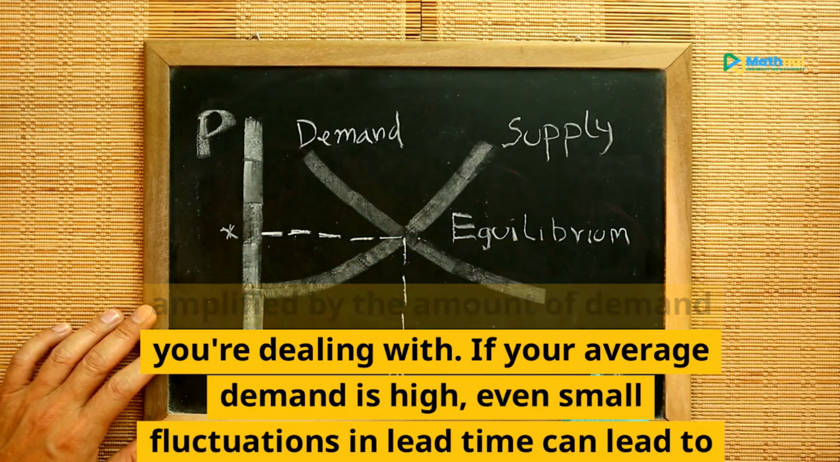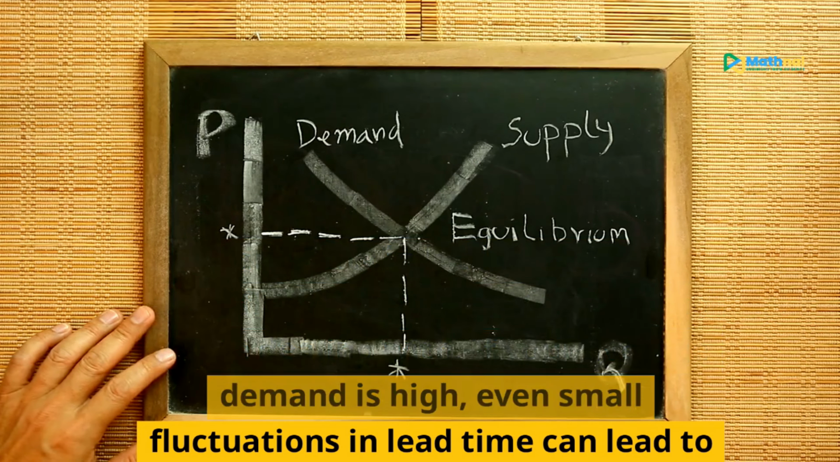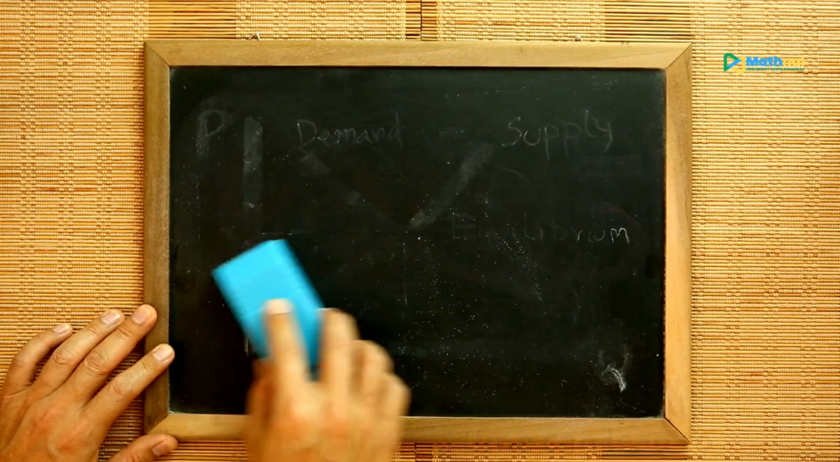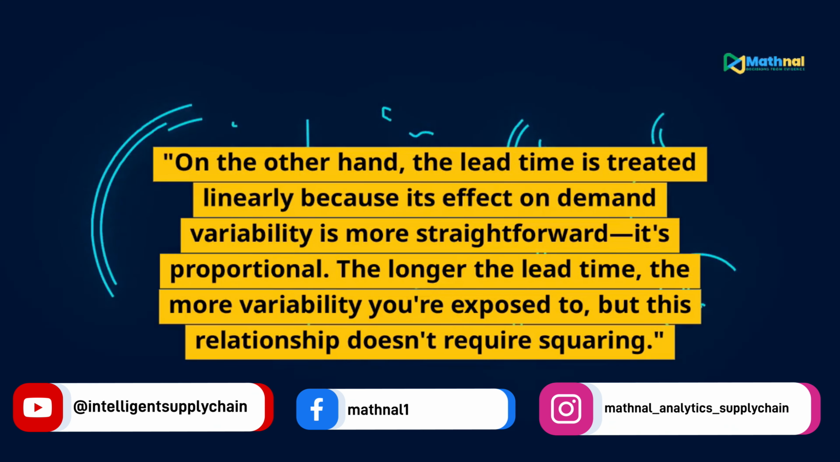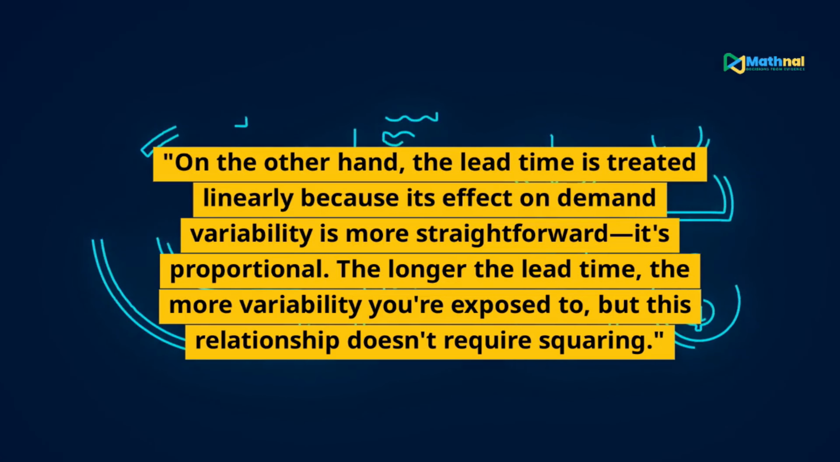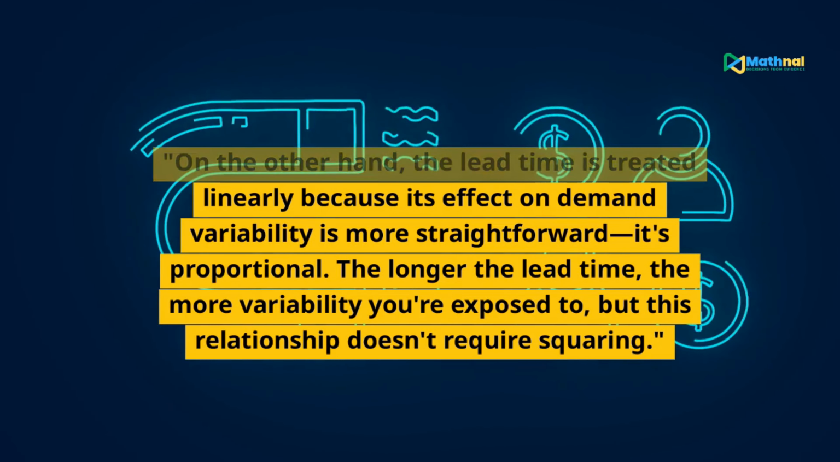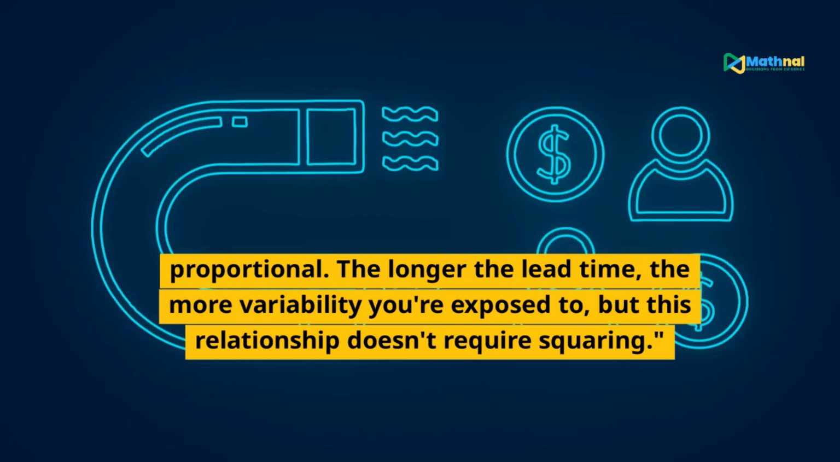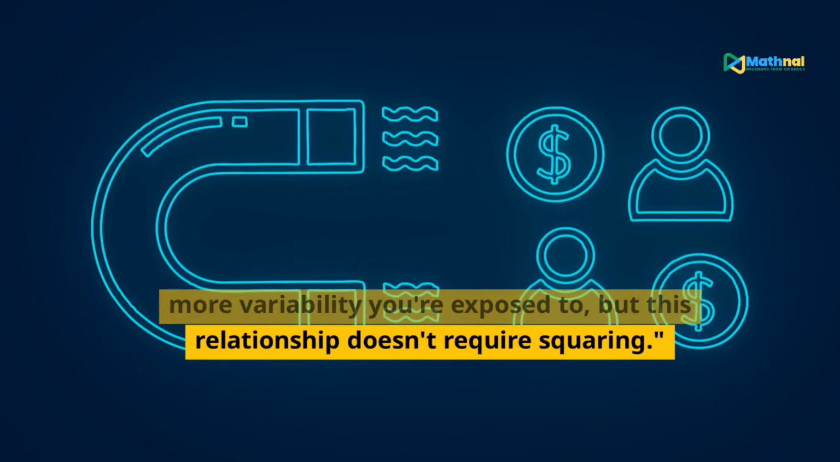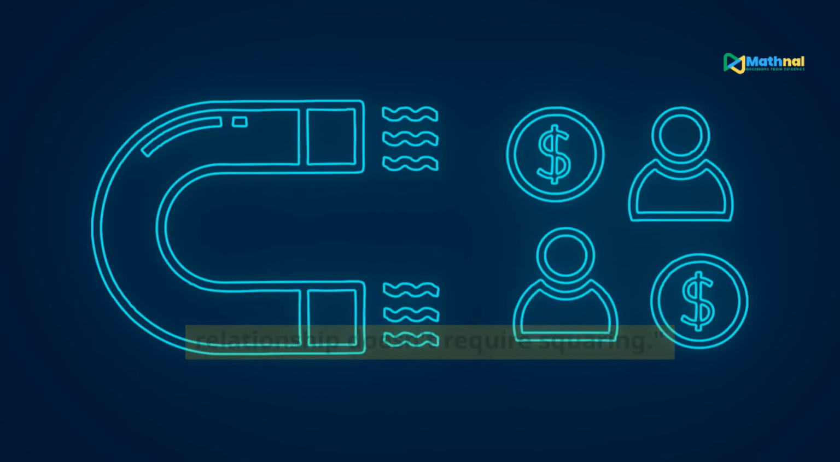If your average demand is high, even small fluctuations in lead time can lead to significant changes in the inventory needed to meet demand. On the other hand, the lead time is treated linearly because its effect on demand variability is more straightforward, it's proportional. The longer the lead time, the more variability you are exposed to, but this relationship doesn't require squaring.